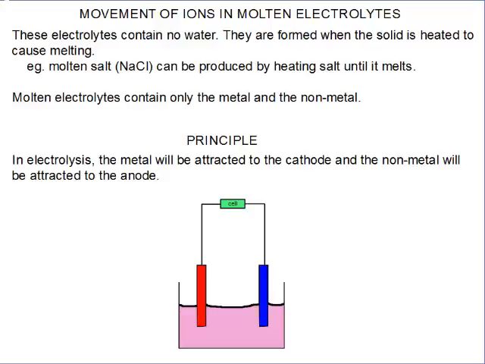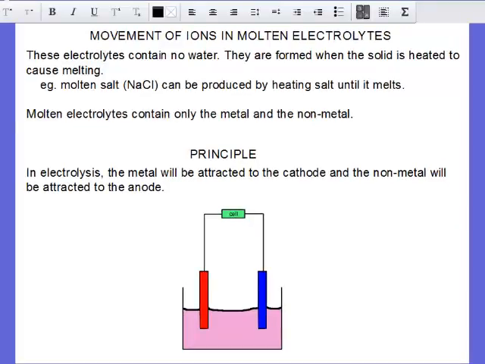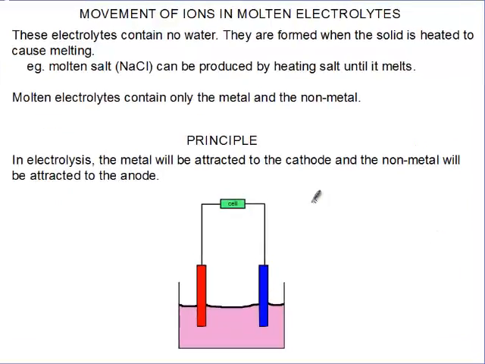So let's say we have salt, sodium chloride, and then we heat the salt for it to melt. We are still going to have sodium chloride in our molten, or liquid, electrolyte. There will be no other metal or no other elements added. Just the elements we started with are going to be in there.